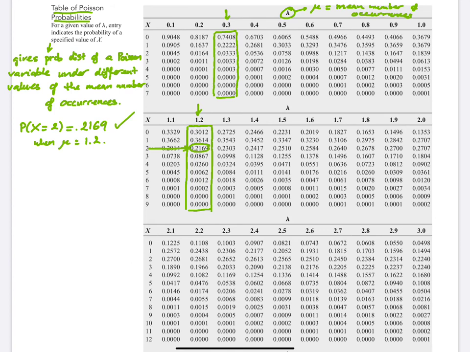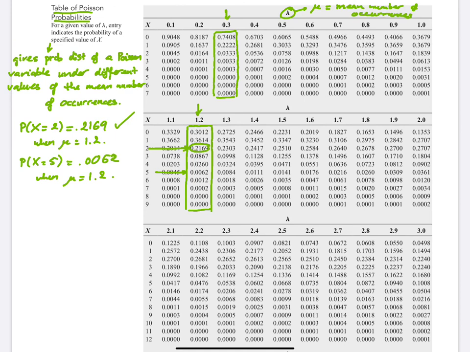Now we can use this table to read the probabilities of x being equal to other values. For example, when mu is 1.2, the probability that x is equal to 5 is going to be equal to 0.0062. And if you want to, you can punch this into your calculator, put these numbers into the formula and do the calculation, and you should get 0.0062 as your answer.